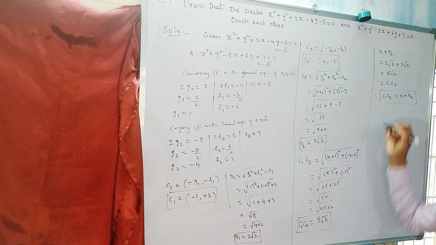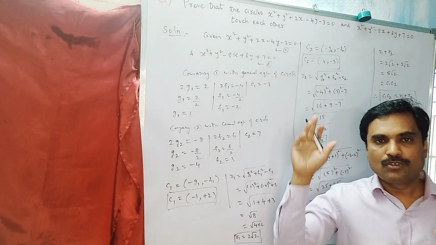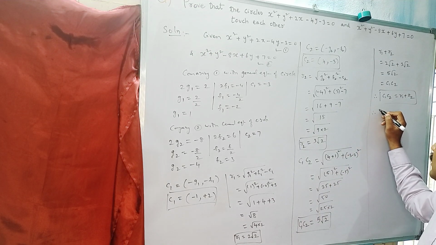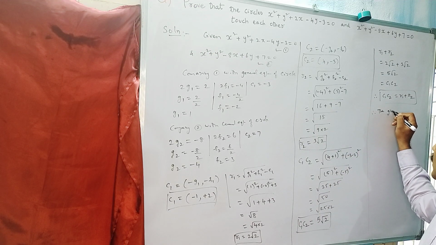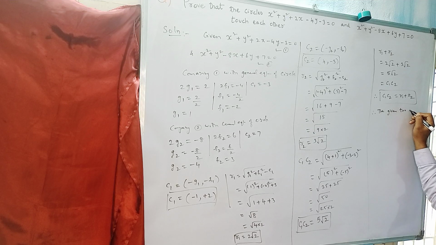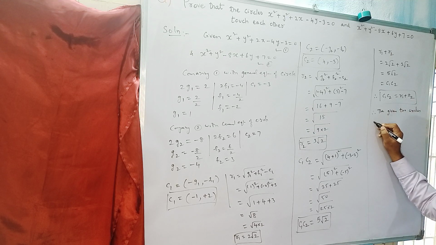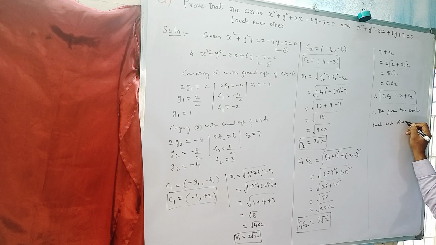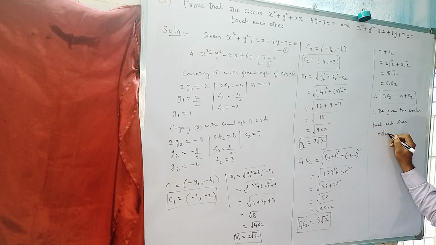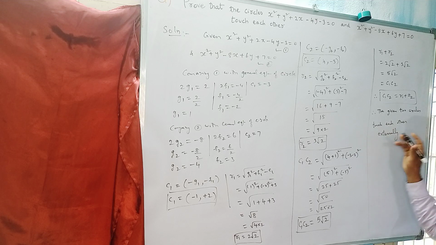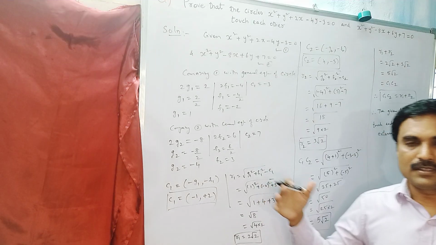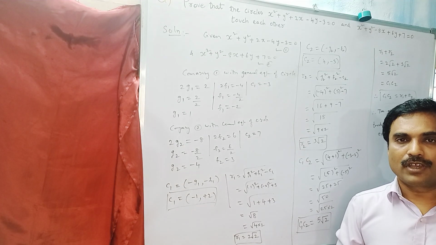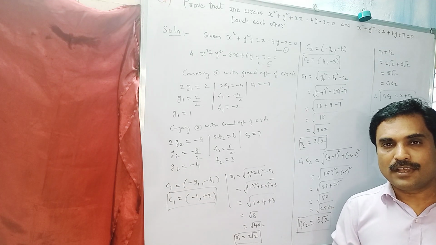So from this result what you can say? The given two circles touch each other externally. So write that, therefore the given two circles touch each other externally. If there is difference, then you can say that they are internally. Since it is the sum of two radii equal to the distance between C1 and C2, so you can conclude that the given two circles touch each other externally.